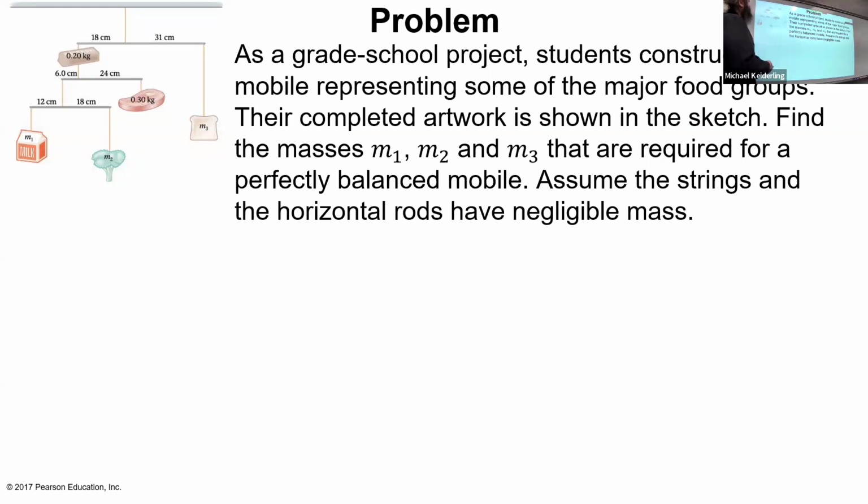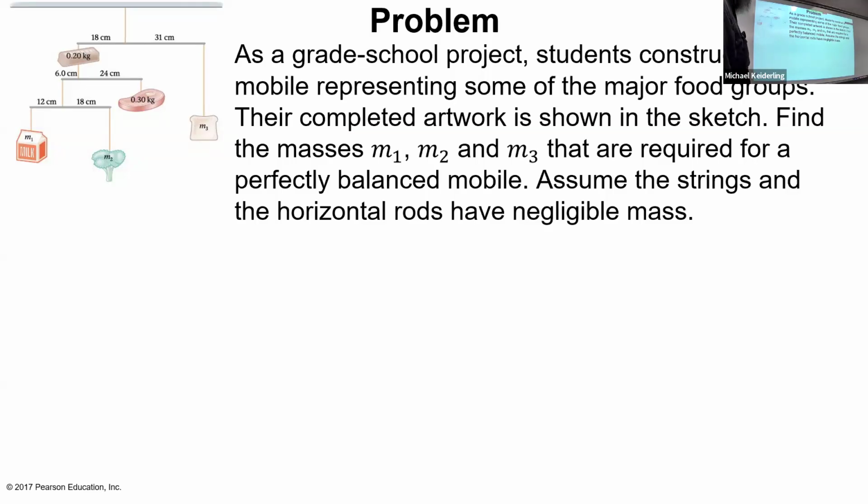So here's a grade school project. Students construct a mobile representing some of the major food groups. Their completed artwork is shown in the sketch. Find the masses M1, M2, and M3 that are required for a perfectly balanced mobile. Assume that strings and horizontal rods have negligible mass.